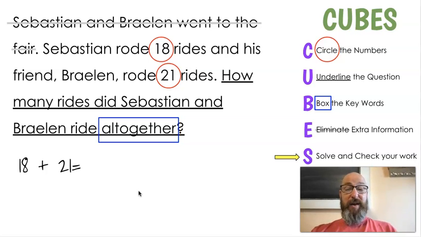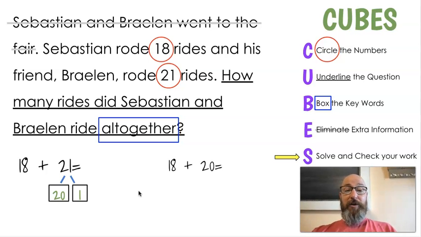Again, we're going to use the break apart method. We're going to break up 21. What are we going to break 21 up into? 20 and 1 because it's 21. So let's add 20 first. 18 plus 20. Again, do 2 jumps. We have 18, then we go up 10 to 28. We go up another jump, 10 more, 38. We've added our 20. Now it's time to add our 1. 38 plus 1 is 39, which means that 18 plus 21 equals 39.